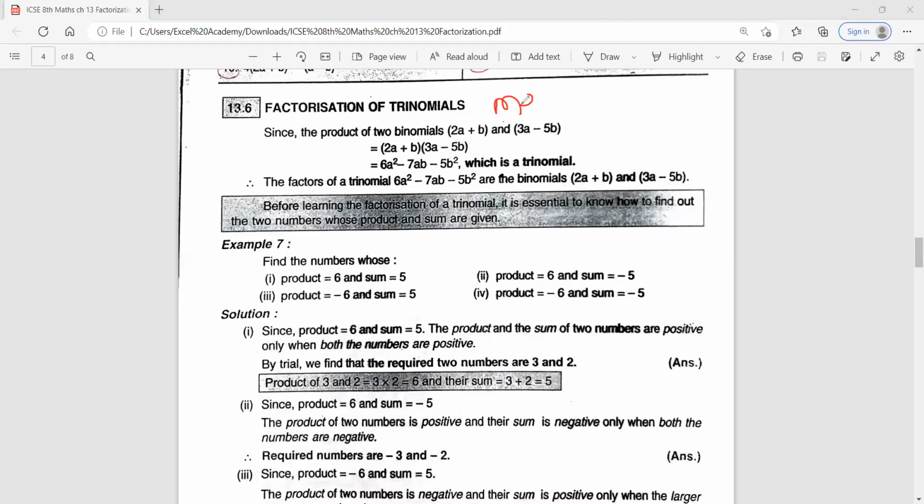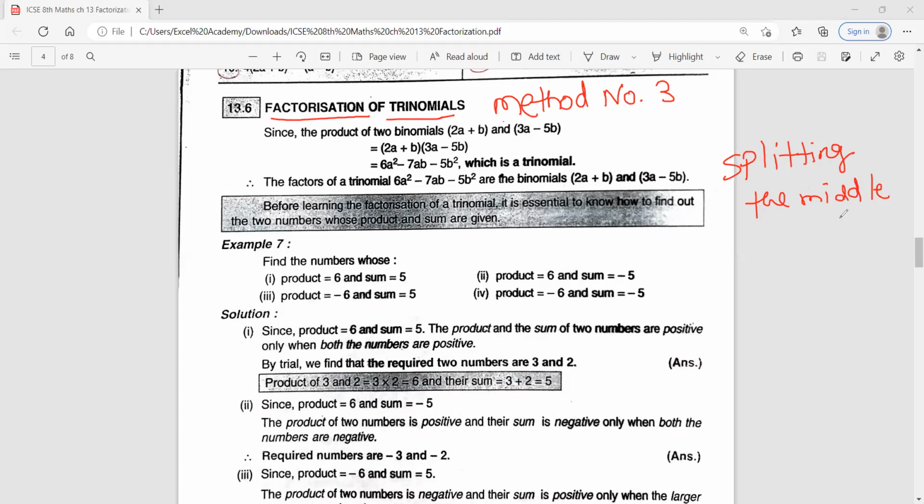Method 3. Method number 3 for factorization. Now, this type of factorization, I think we have seen in the last chapter, identities, which is factorization of trinomials. That is called splitting the middle term. If you remember, splitting the middle term.